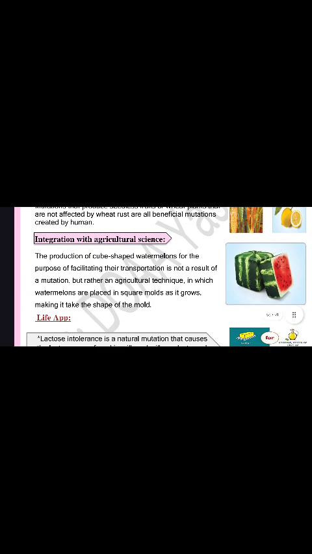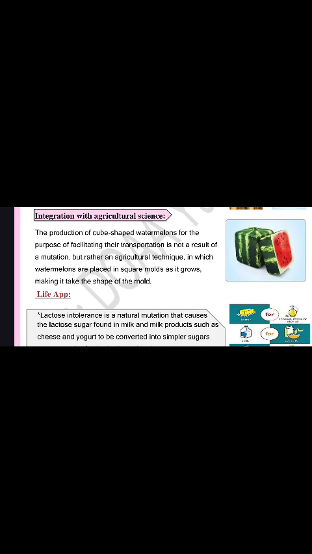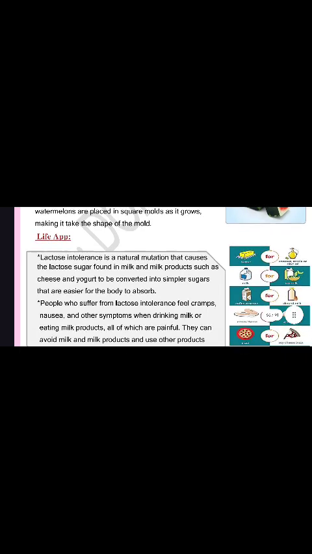Integration with agricultural science. The production of tube-shaped watermelons for the purpose of facilitating their transportation is not the result of mutation. That's not because of mutation, but rather an agriculture technique in which watermelons are placed in square molds as they grow, making its shape like this shape.